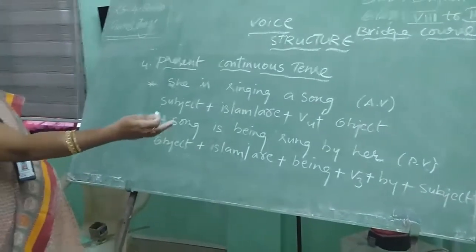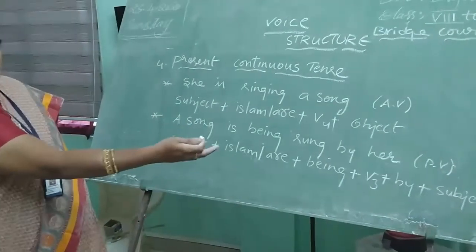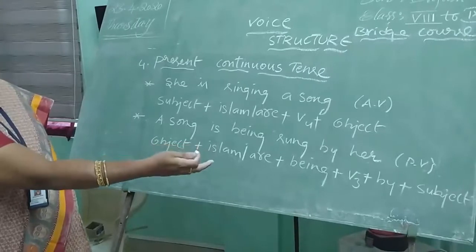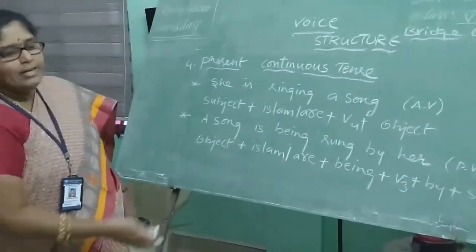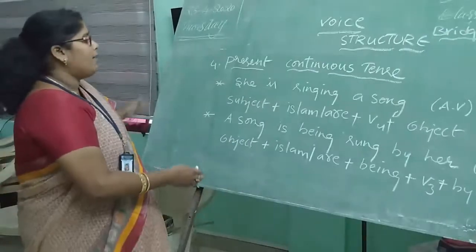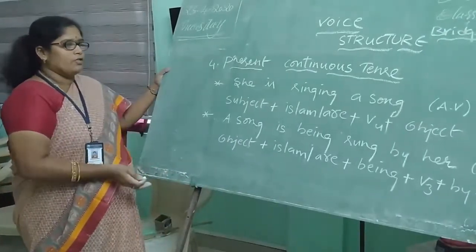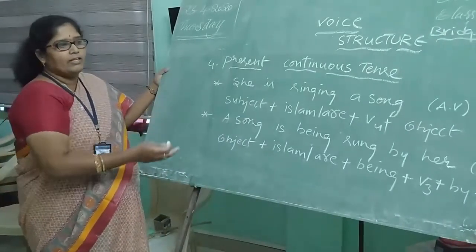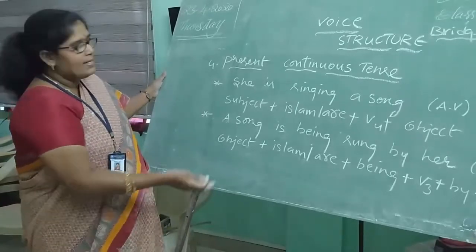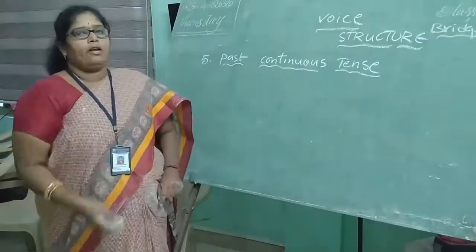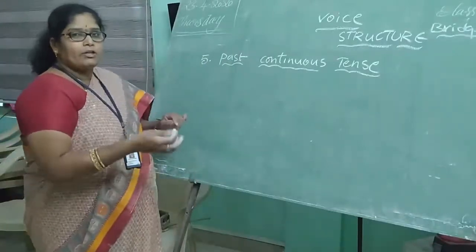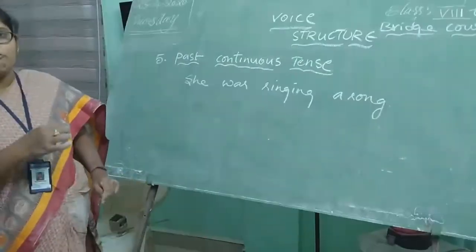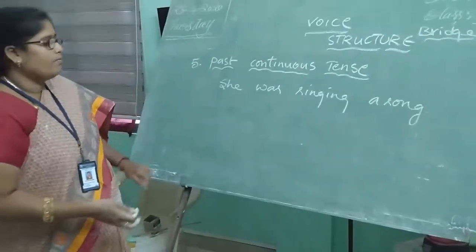So I have mentioned subject, or you may write it as the new object also, children. According to your convenience, you can choose one among them. Okay. So now we have changed the present continuous sentence of active voice into passive voice along with structures, children. Now let us see past continuous tense, children. So the past continuous tense sentence: she was singing a song.